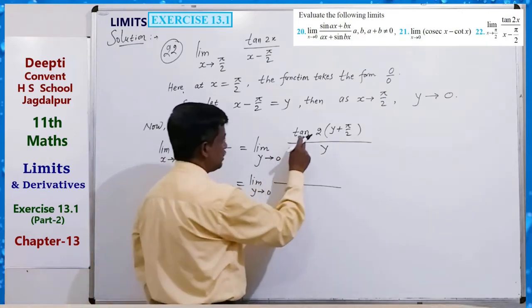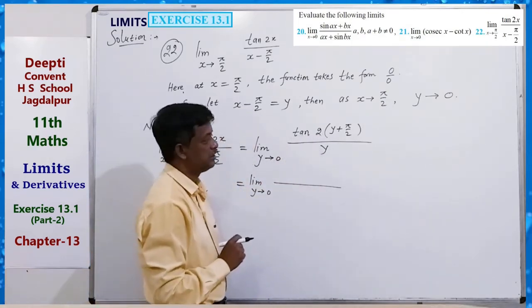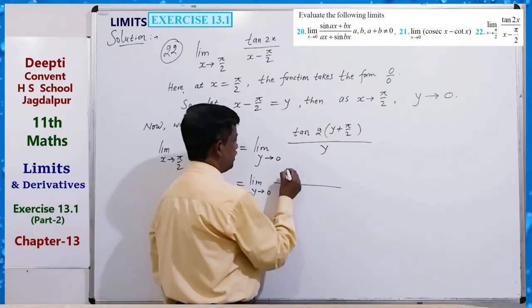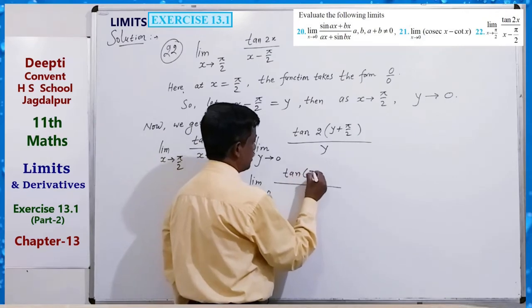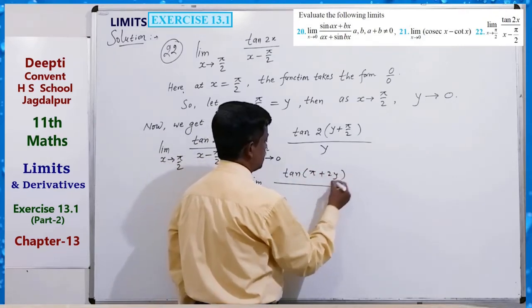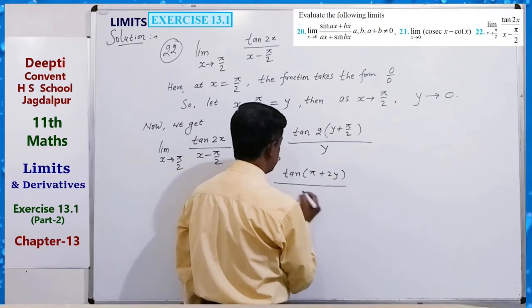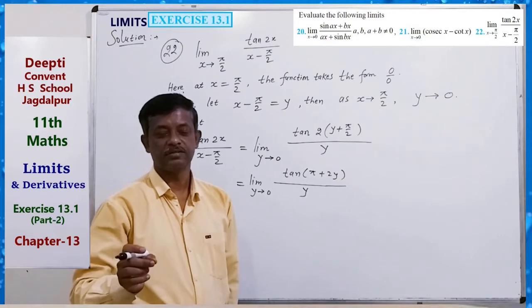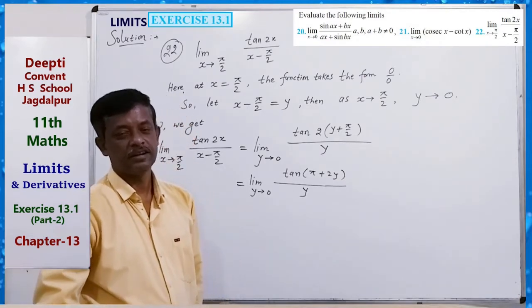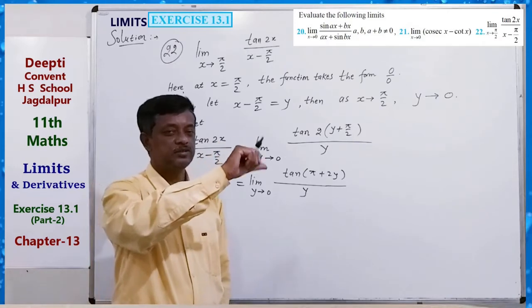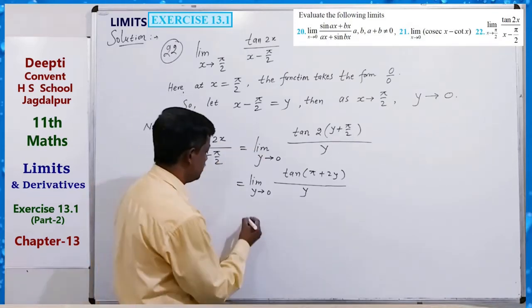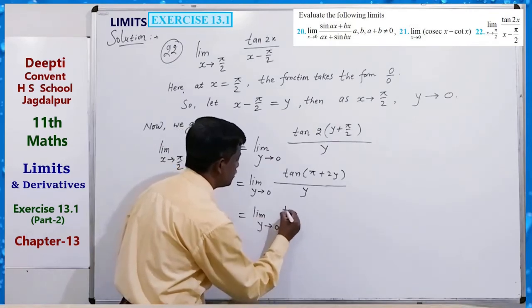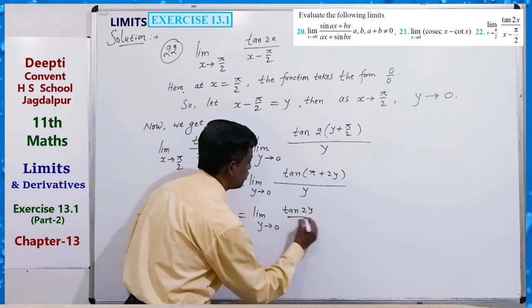Clear? y tending to 0. So here we see that tan of pi plus 2y, so we know tan of pi plus theta equals tan theta in the third quadrant. So tan 2y. So this is equal to limit y tending to 0, tan 2y upon y.